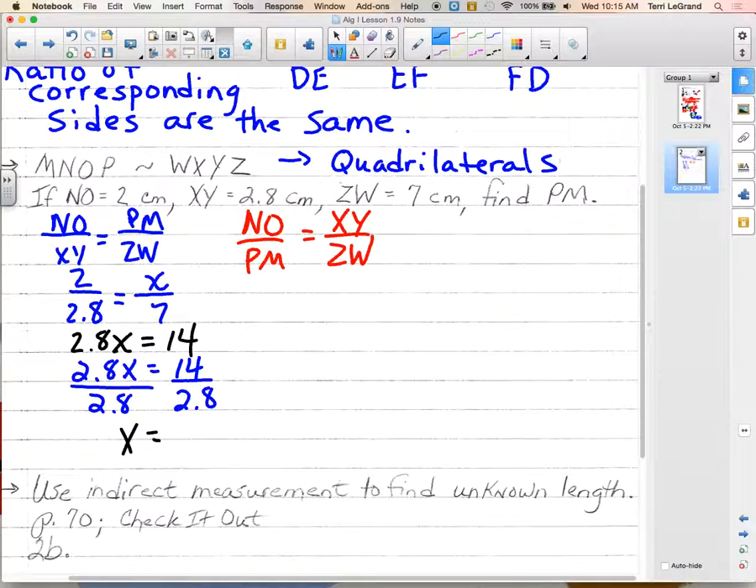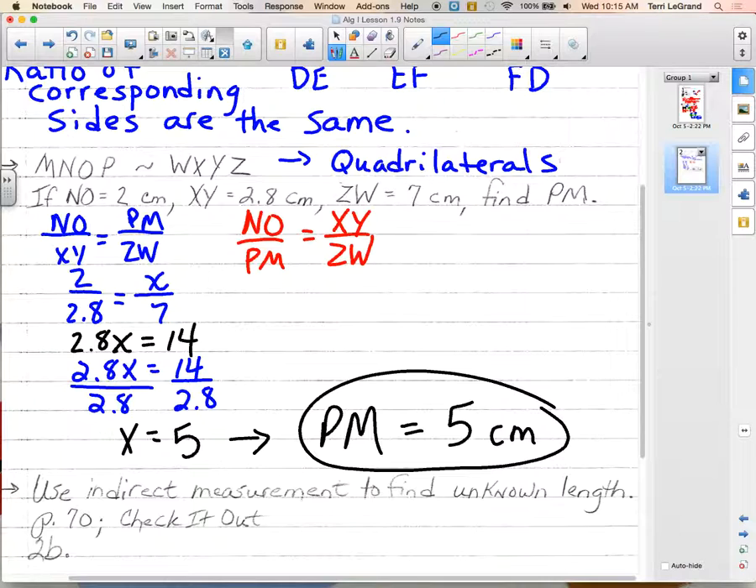Okay, go ahead, Brendan, what's the answer? X equals 5 centimeters. Okay, but I'm not going to put the centimeters on that yet because I need to say PM equals 5 centimeters. The length of PM. Remember, that's how we say it, right? The length of PM is 5 centimeters. Yeah. Okay.